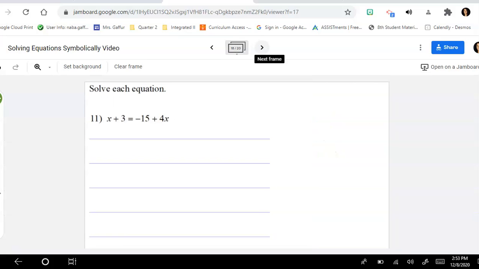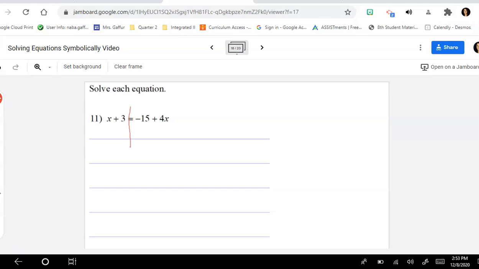Our next equation is x plus 3 equals negative 15 plus 4x. So if I look at my left side and my right side, again, I have a variable on both sides, and I don't want a variable on both sides. I want a variable only on one side.